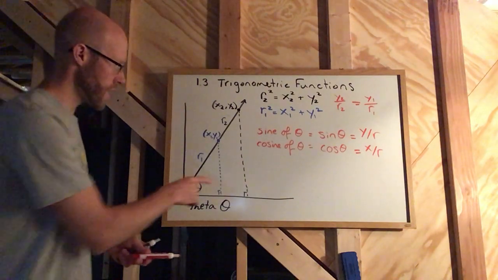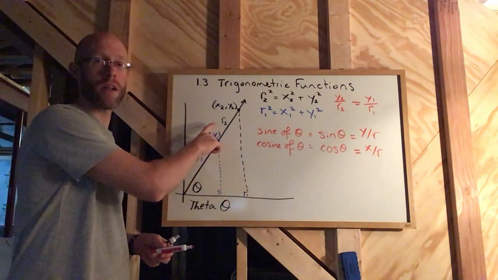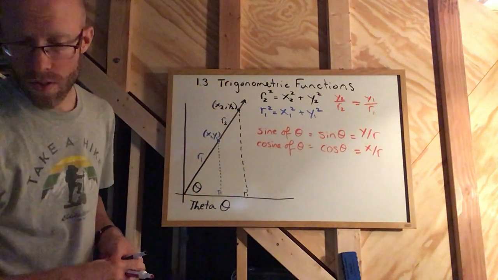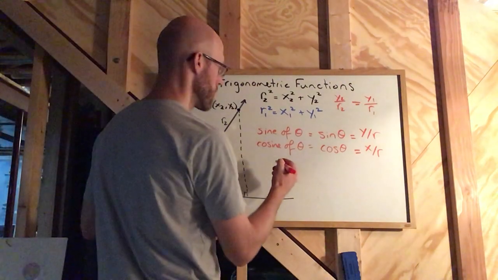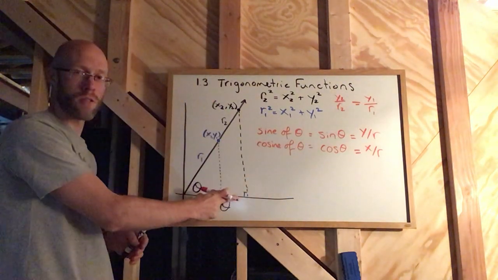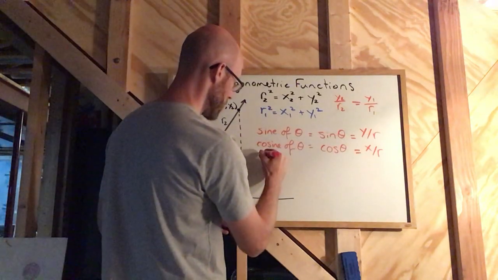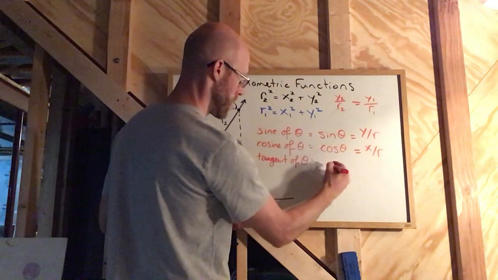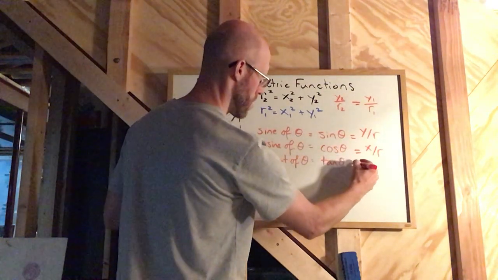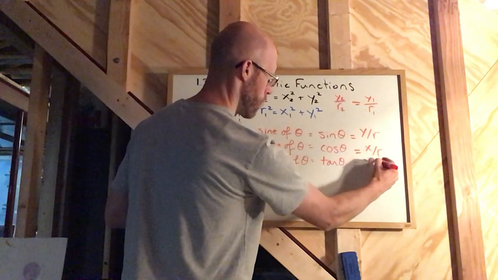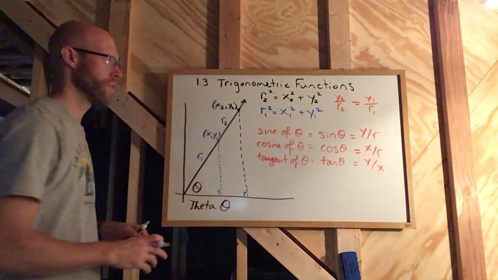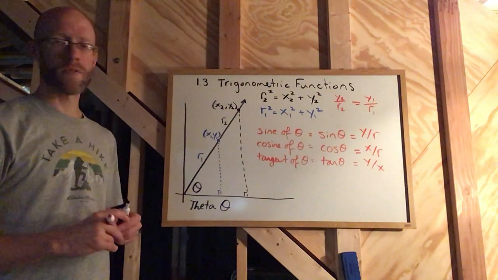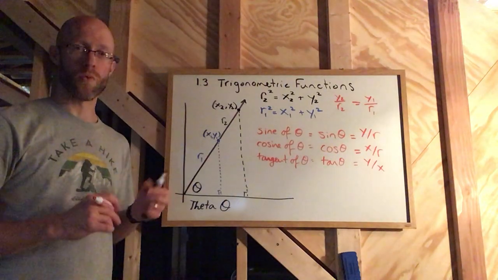So we've compared each of the two legs to the hypotenuse, but what happens if we compare the two legs together? Okay, well, if I do the vertical side to the horizontal side, we call that the tangent. That's the y over x. Okay, the tangent of theta. All right, so that gives us three of those ratios.